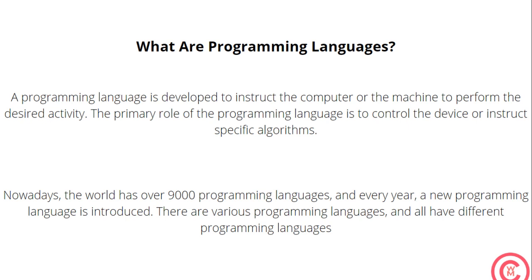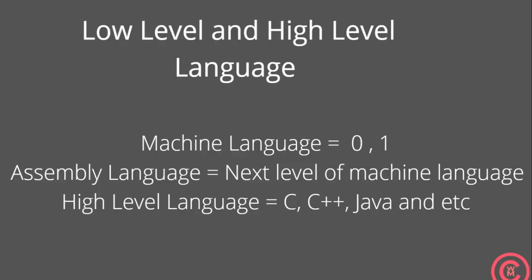Nowadays the world has over 9,000 programming languages, and every year a new programming language is introduced. So now look at the types of programming languages. If you Google it, Google will show you so many types. But for now you will just stick with low level and high level languages.